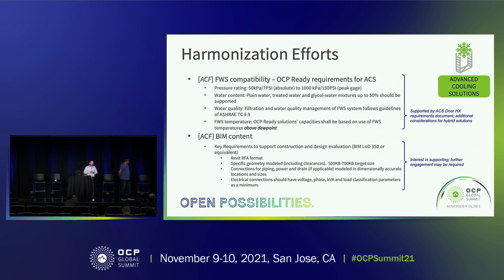Another important point is to be able to deliver 3D models. These 3D models should be in Revit format, and the target size should be less than 700 kilobytes. This is really difficult, but very important because data centers are very big, and if all suppliers provide 3D models of more than 700 kilobytes, it will be impossible to put everything together. This is very important to keep in mind.